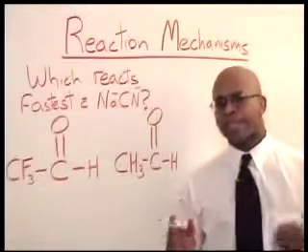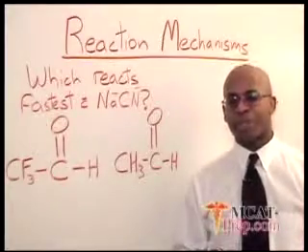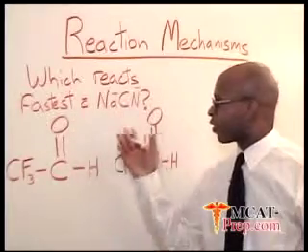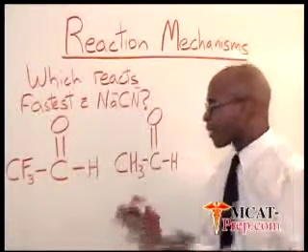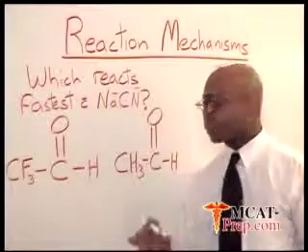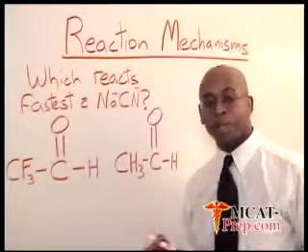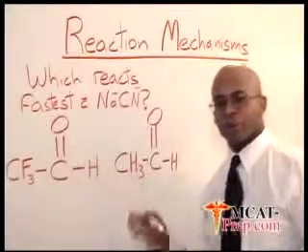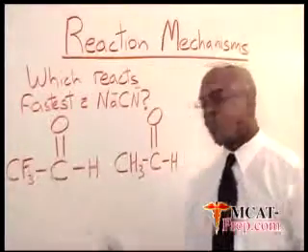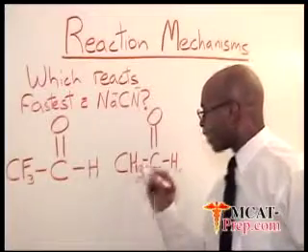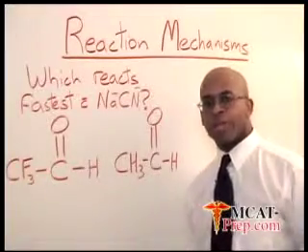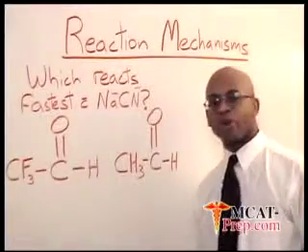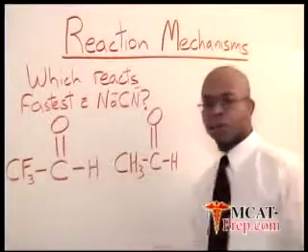Now we will look more precisely at electronic effects. Once again, the same question: which reacts fastest with NaCN? But now we're looking at chemicals that are both aldehydes, and the only difference between these two chemicals is that this one has a bunch of fluorines attached to it, and this one has a methyl group. So now let's look specifically at how that will affect the reactivity of the carbonyl group.